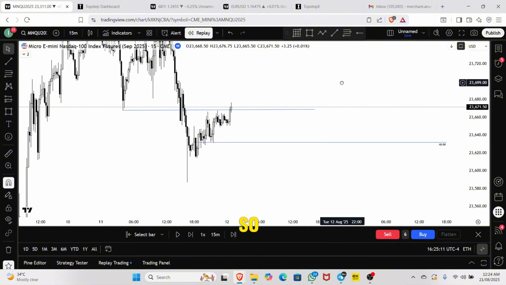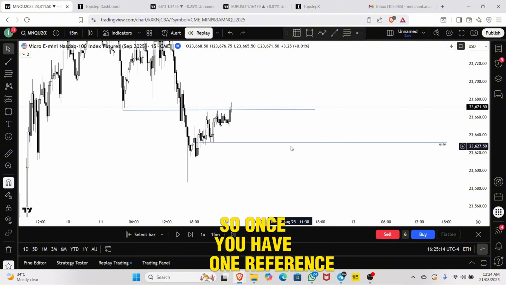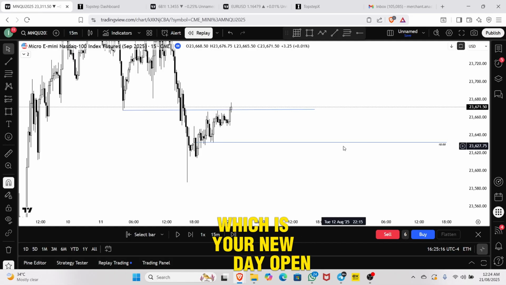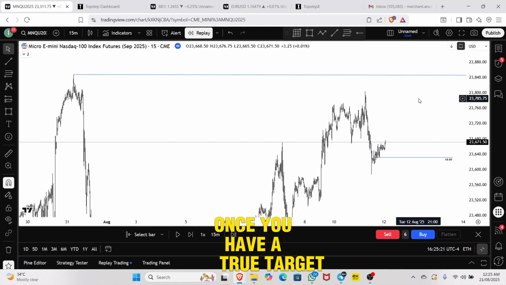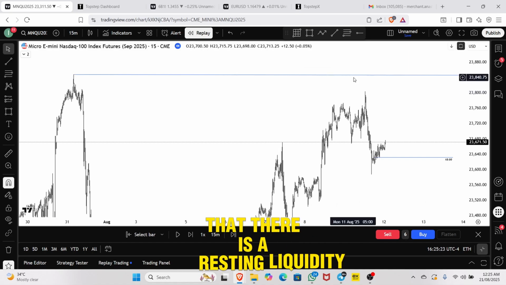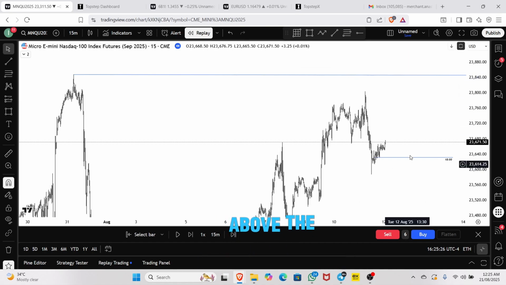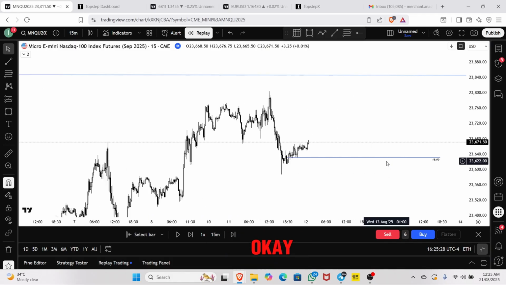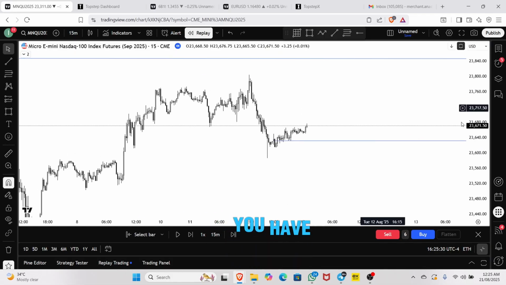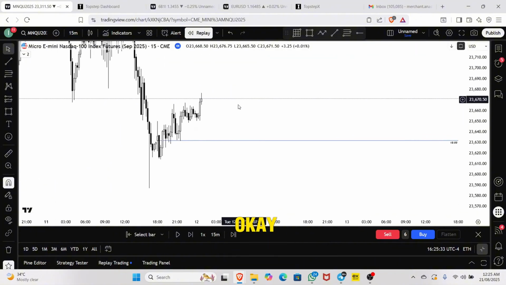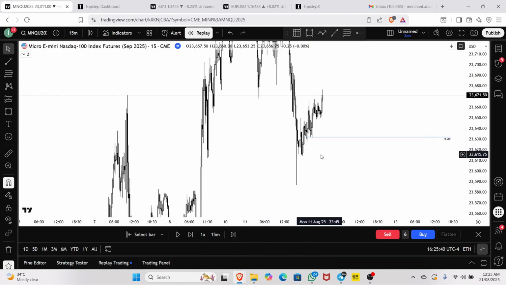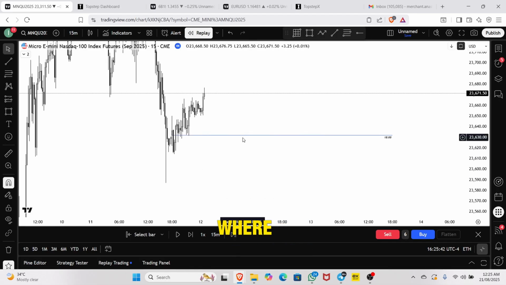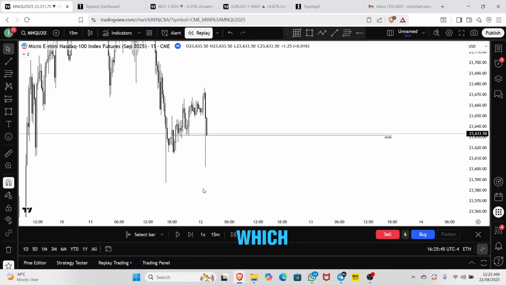So once you have one reference point, which is your new day open, and once you have a true target set for you, that there is resting liquidity above the opening of the day, especially on days like CPI when you have a major move coming in, all you do is, if you see a crack in correlation below, at the lows, which is bullish.